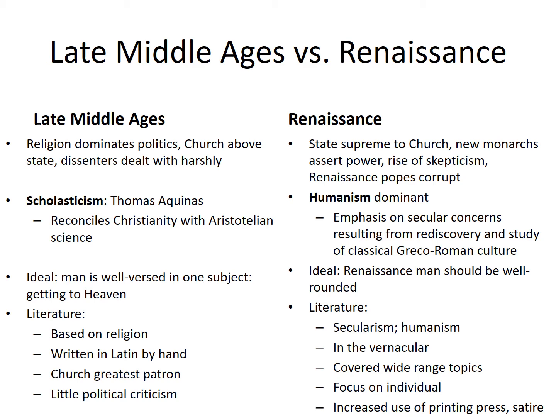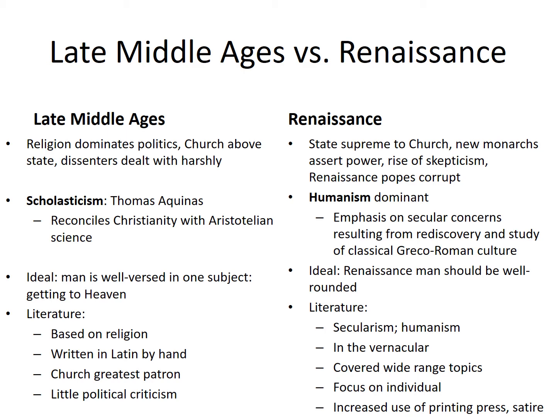Now, in the Renaissance, we see some shifting. The state was supreme to the church. There were new monarchs starting to assert their power, challenging the power of the nobility and of the church officials, a shift moving towards more centralized power for kings, which of course will eventually give way to the rise of absolutism. You see the rise of skepticism, and you see some challenging of ideas throughout literature and the arts.